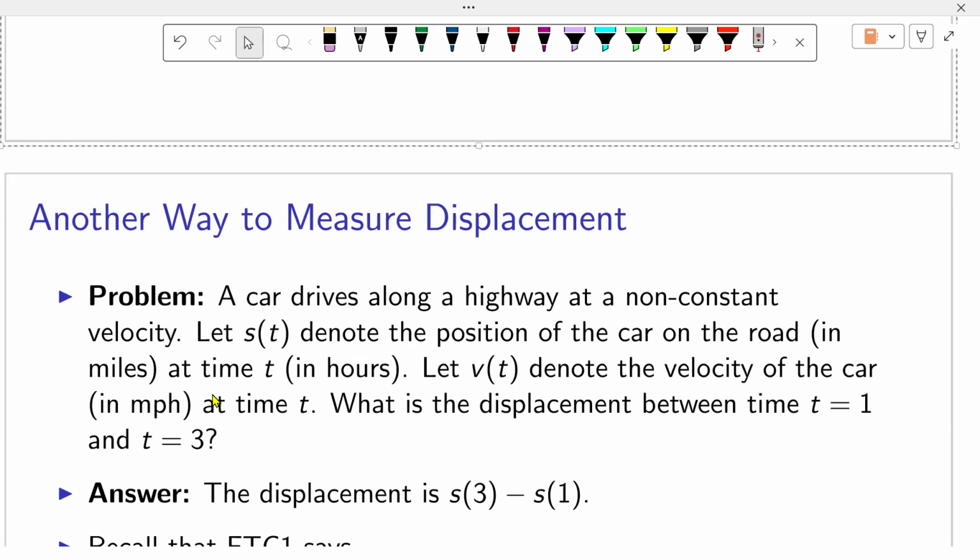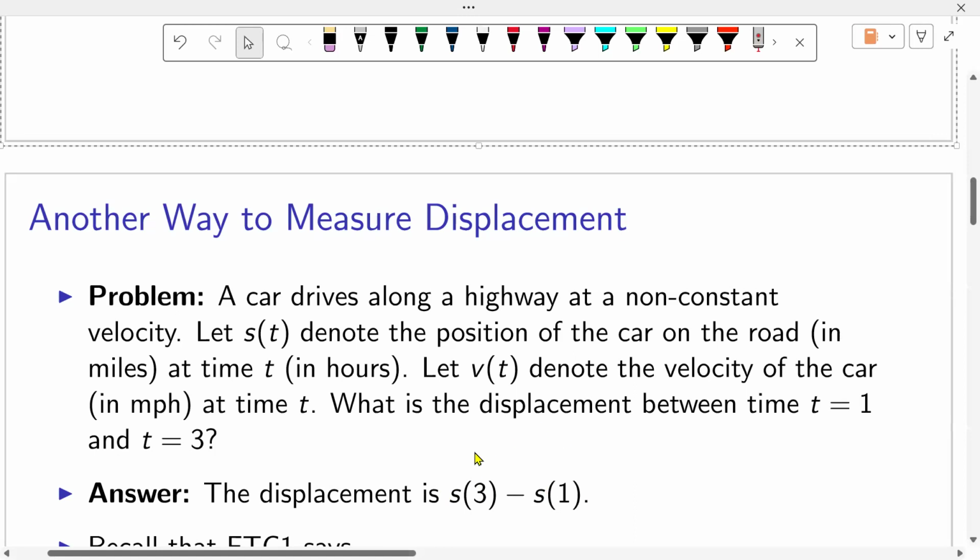All right. So what is the displacement of the car? Well, the displacement, as we know, is just you look at its position at time 3, you look at its position at time 1, and you take the difference, right? That's what displacement is. But there's another way to think about displacement.